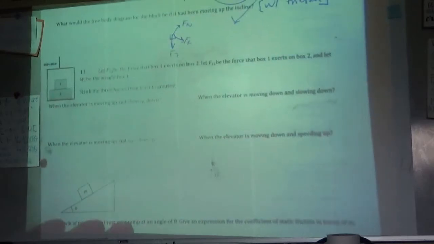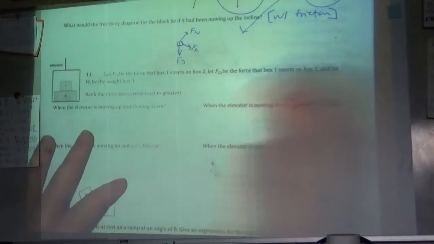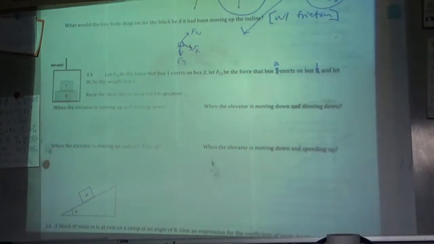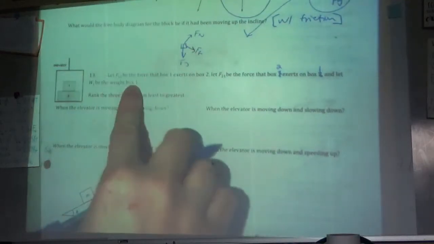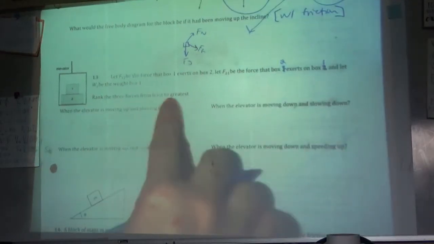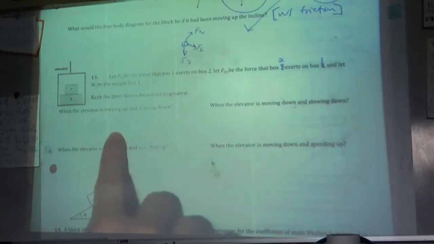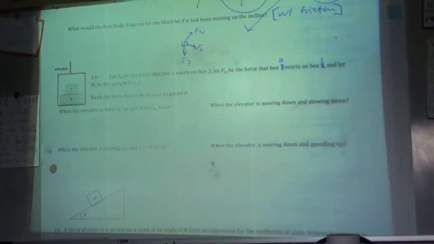If F12 is the force that box 1 exerts on 2, and F21, and I meant to switch these, is the force that box 2 exerts on box 1, and W1 is the weight of box 1, we want to rank the 3 forces from greatest to least in these situations. So we can't do it without knowing the situation because it depends on which way it's accelerating.